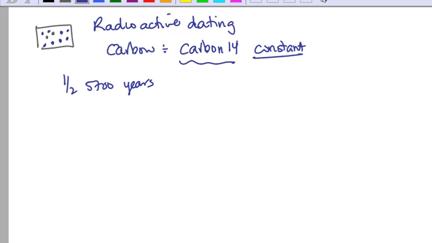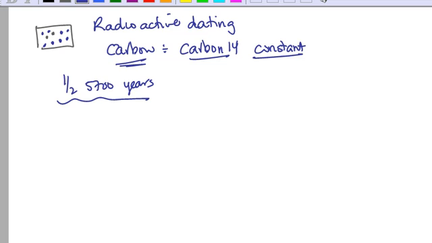So if scientists are able to take a sample of something that was living and measure the ratio of carbon to carbon-14, we can then use this information about half-life to figure out how long ago it was when it died, not how old it was, but how long ago it died.